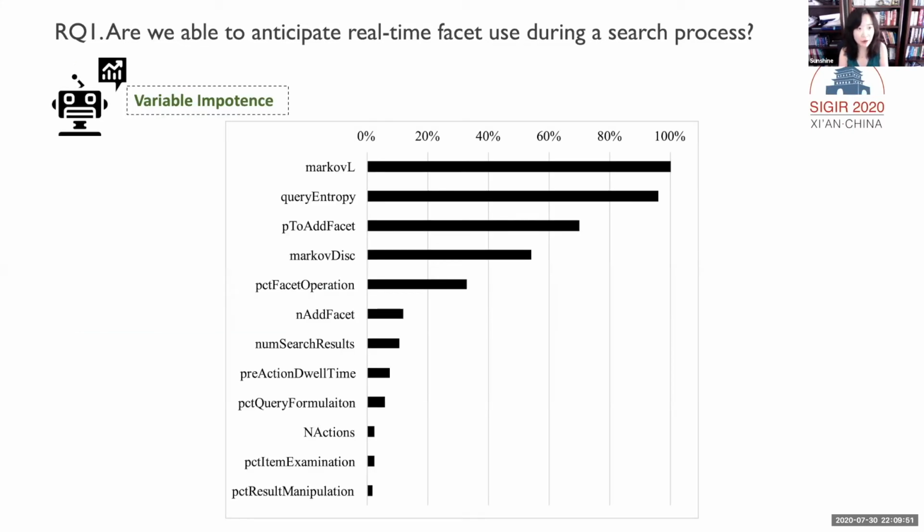All right, machine learning, we feel, is like a black box. It just gives us overall accuracy. So later we check each individual variable's importance or contribution to the final prediction, and I listed the result here. As you can see, the most important variables are Markov L, query entropy, P2 add facet, and Markov Disk. They all play a very important role in predicting facet use.